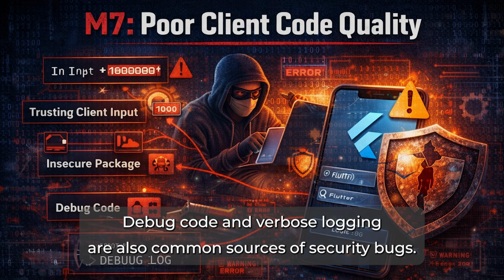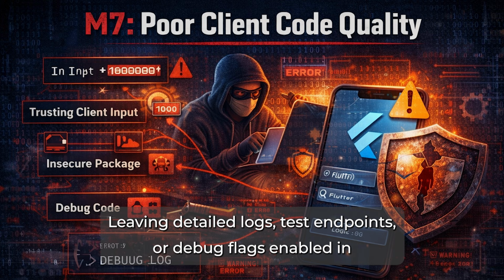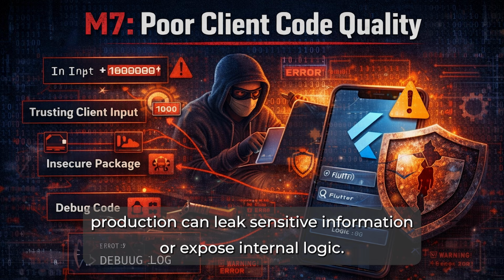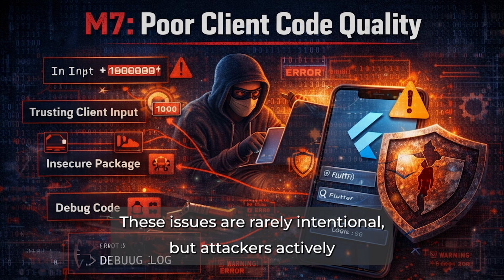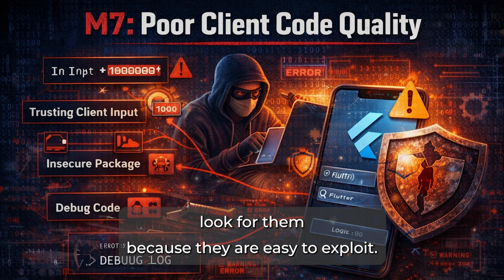Debug code and verbose logging are also common sources of security bugs. Leaving detailed logs, test endpoints, or debug flags enabled in production can leak sensitive information or expose internal logic. These issues are rarely intentional, but attackers actively look for them because they are easy to exploit.